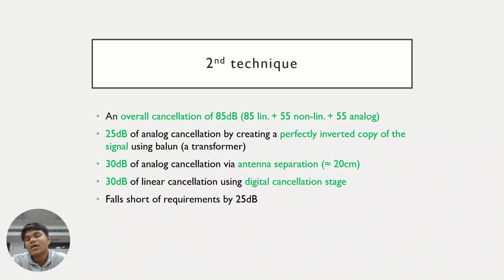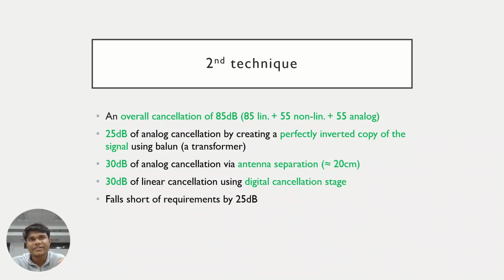This technique achieves an overall cancellation of 85 dB. The breakup is shown here. Of this 85 dB, 25 dB of analog cancellation is achieved using a perfectly inverted copy of the signal using a balun. This is something special: it uses a transformer, called a balun, to get a perfectly inverted copy of the signal being transmitted.